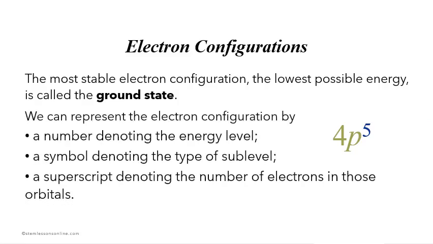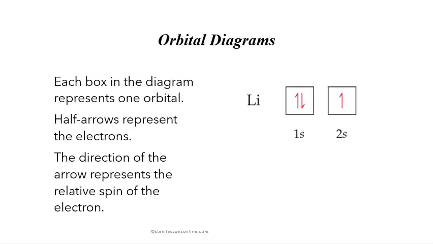And now we can represent the electron configuration in a different way, by an orbital diagram. In this representation, which we call an orbital diagram, each orbital is denoted by a box, and each electron by a half arrow. In the first box, we have paired electrons with opposite spin, and in the second, we have an unpaired electron with spin up. This is for lithium. So this is called orbital representation.